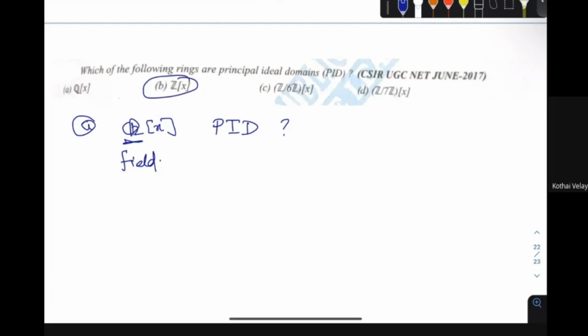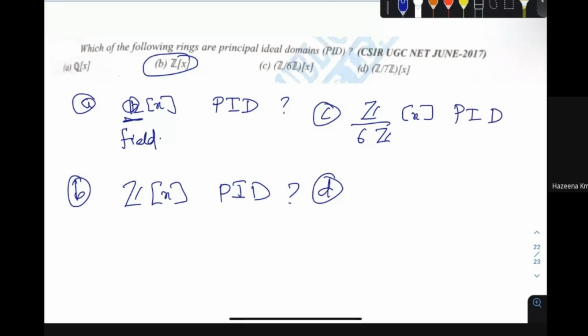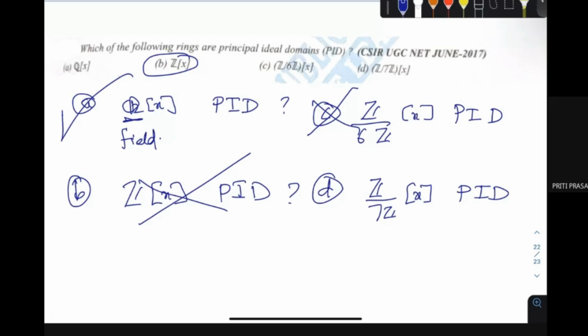What about this? Can you tell me? Z[x], is it a PID or not? No, not a PID. Why? Because Z is not a field. So the next one, Z/6, is that a PID or not? No. Why? Z6 is not a field. So not a PID. Yes, PID. What about D? Answer D. Yes. Why?